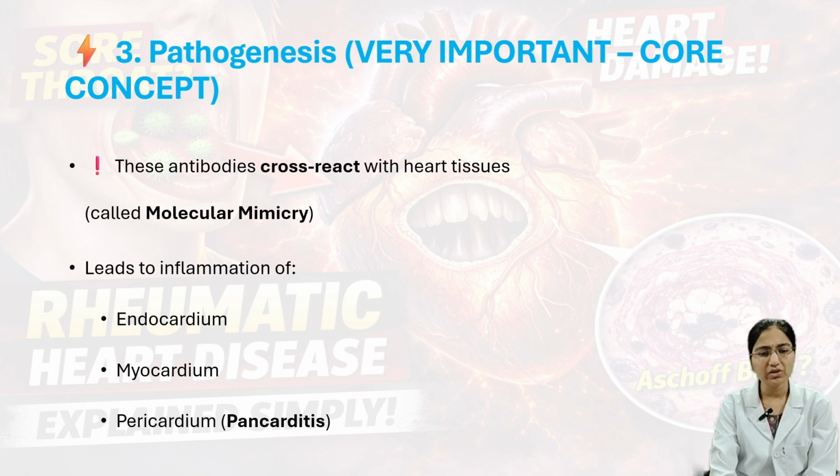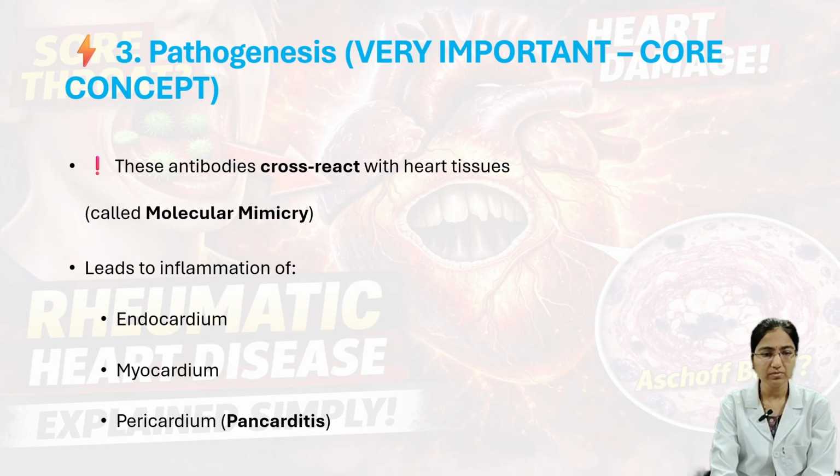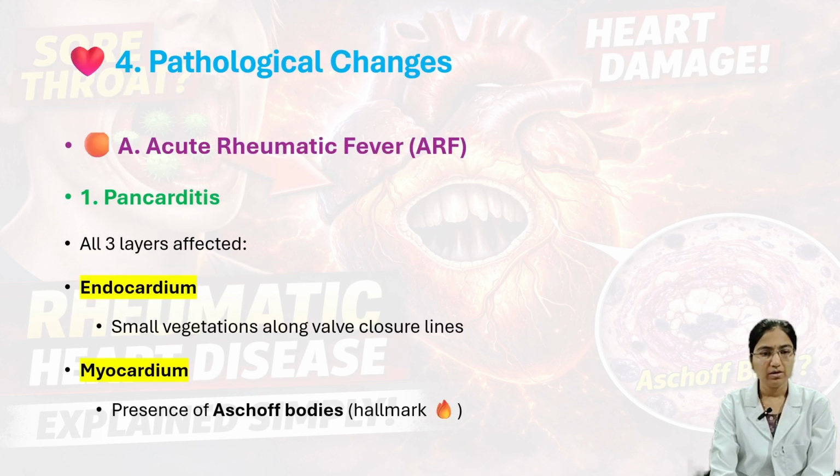And then this leads to inflammation of the endocardium, myocardium, and then pericardium, Pancarditis. These are the layers of the heart. Next we'll see pathological changes here. First of all, acute rheumatic fever. Acute one. Here we'll see about Pancarditis.